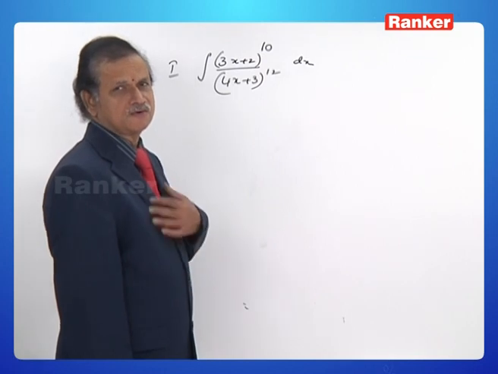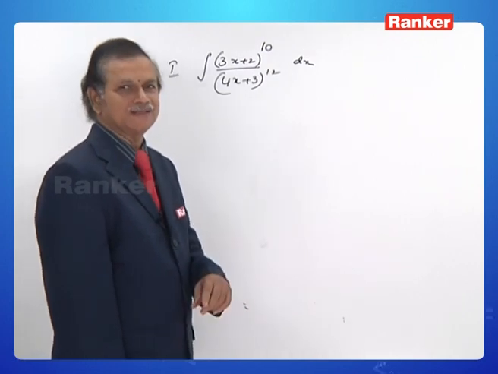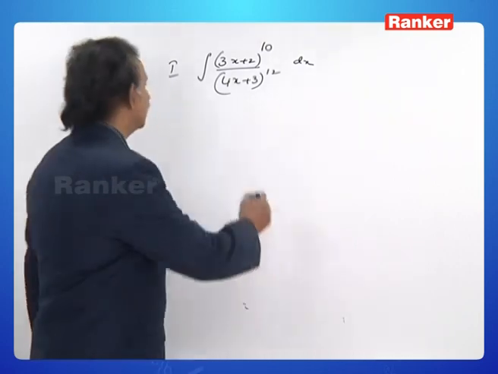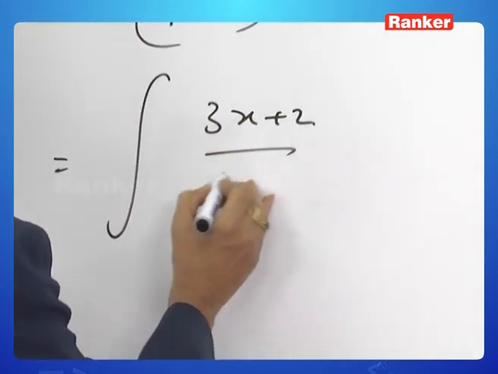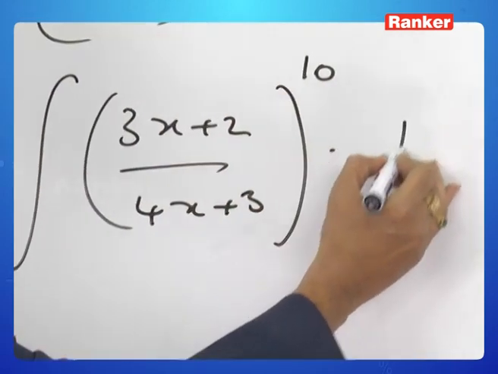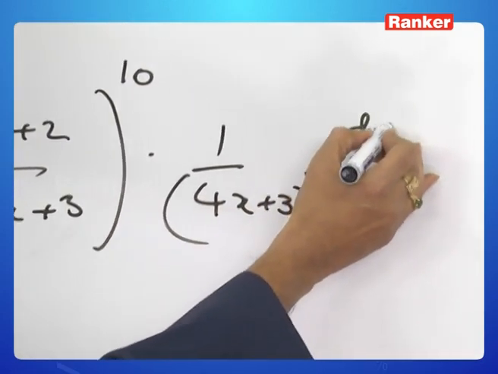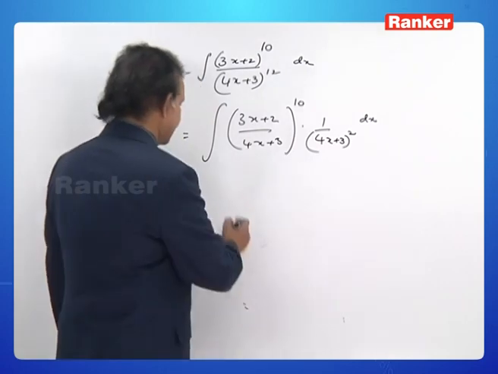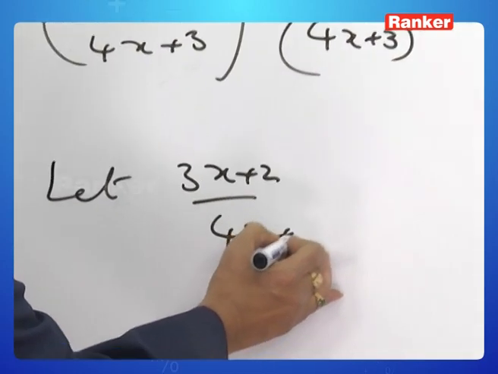Direct substitution t is equal to is somewhat difficult as 3x plus 2 or 4x plus 3 is involved. You do one thing. You involve both of them in the substitution. That what I mean to say is, look here, this is equal to 3x plus 2 by 4x plus 3 whole to the power of 10 into 1 by 4x plus 3 whole square dx. Now, let 3x plus 2 by 4x plus 3 is equal to t.